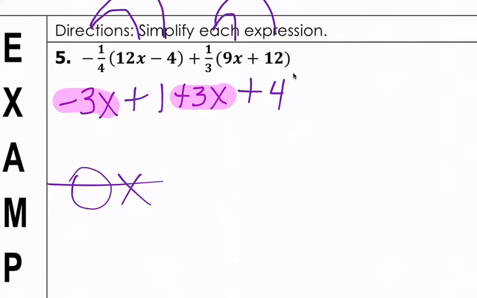Okay, so now let's identify our regular numbers. So I have a positive 1 and a positive 4. So when I combine that, 1 plus 4 is 5, and that's all I have left. Because 0 x's, you don't have to put 0 x's. 0 x's means no x's. So the answer is 5.